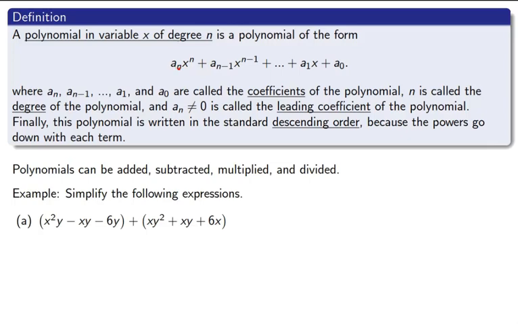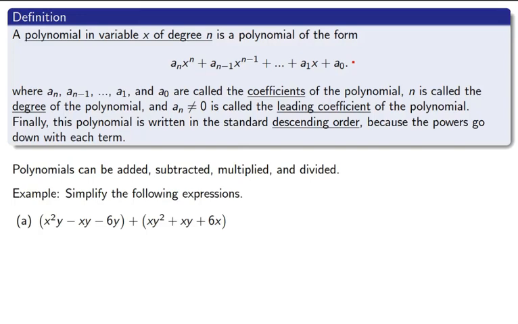So, this polynomial, this general form just simply is saying we've got some coefficient times a power of x plus another coefficient times a smaller power of x, and we go all the way down to just something with 1x and something with a constant.